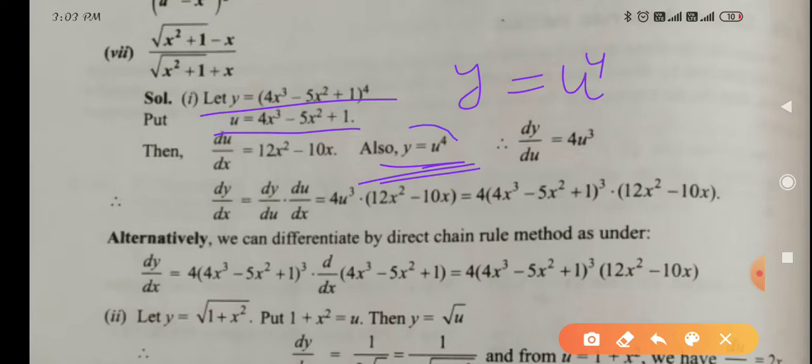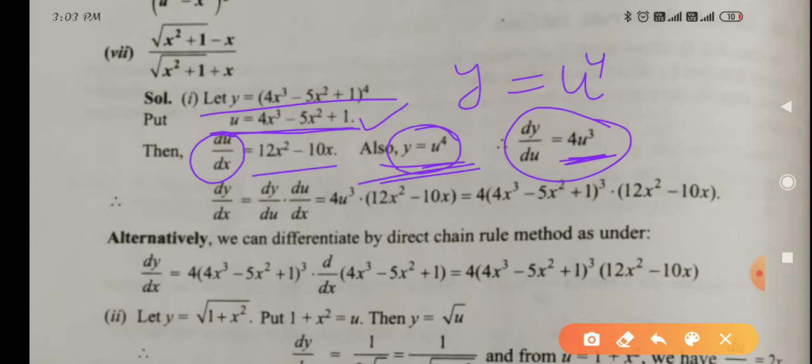So this y you will differentiate with respect to u. So dy upon du is coming 4u cubed, differentiation of x to the power n is n x to the power n minus 1. So 4u to the power 4 minus 1, 4u cubed. In the same way, u equals 4x cubed minus 5x square plus 1. So du upon dx, this function you will differentiate with respect to x. So it will become 12x square minus 10x.